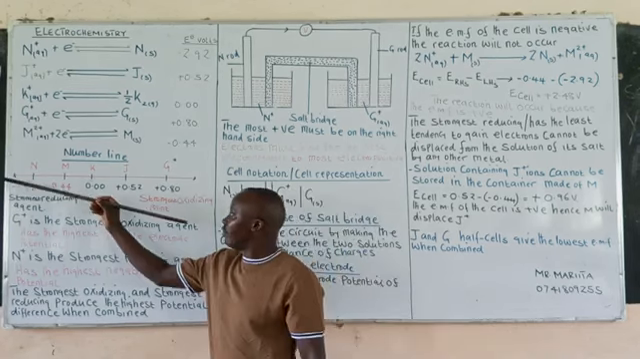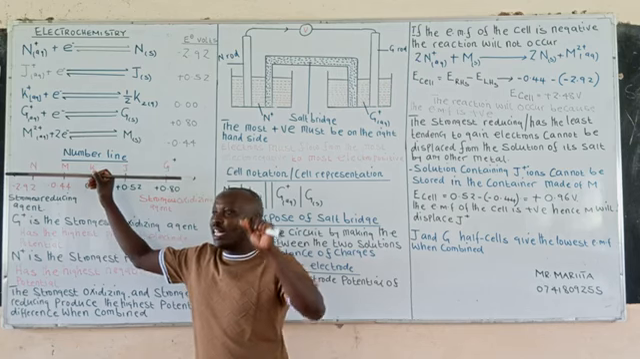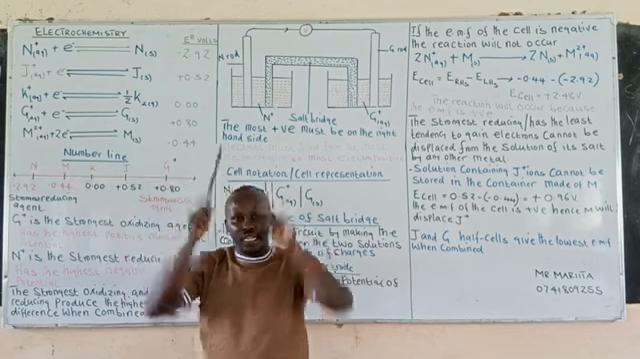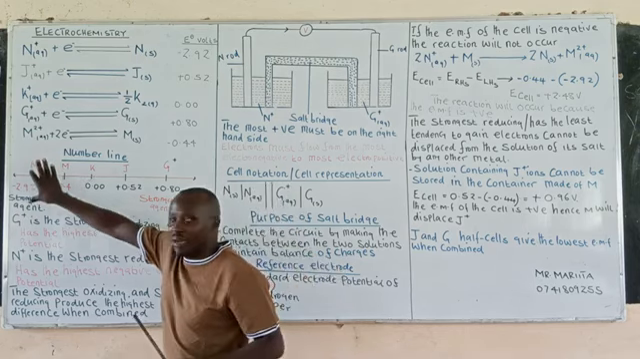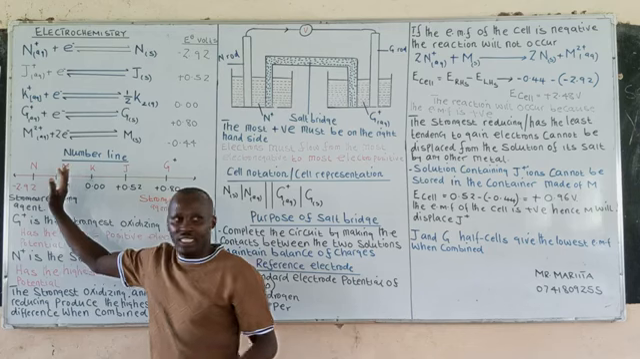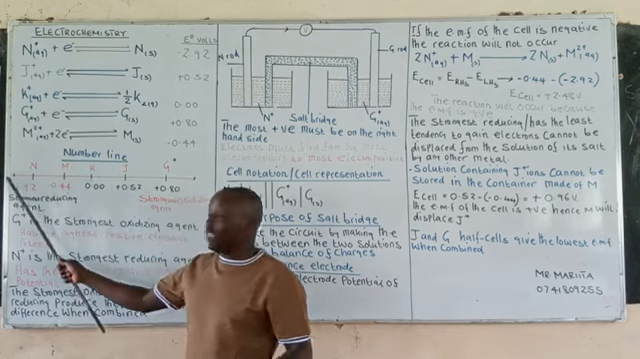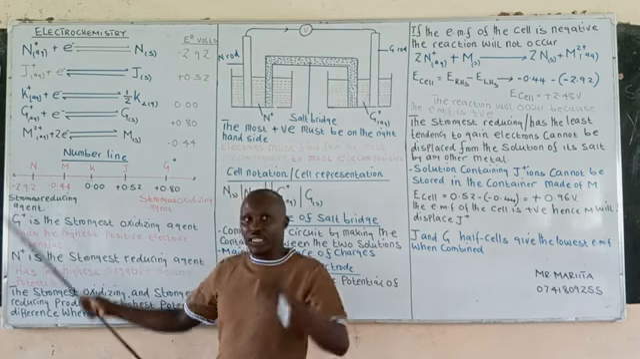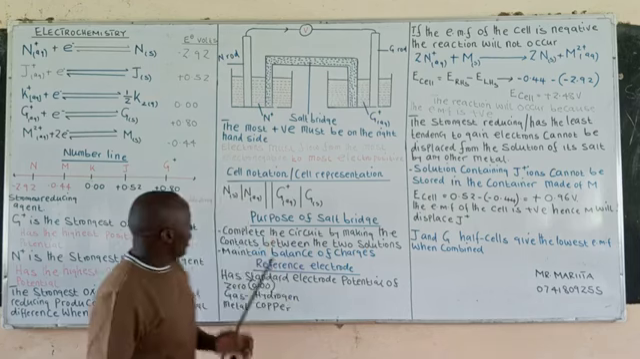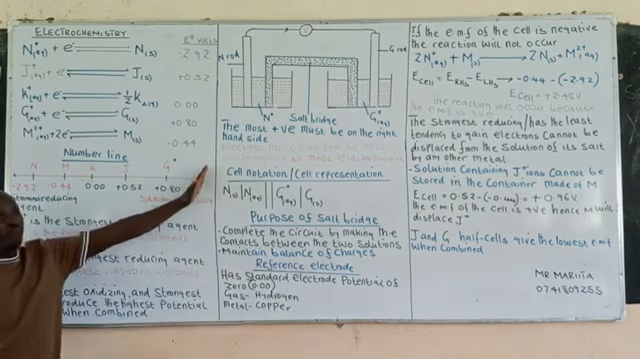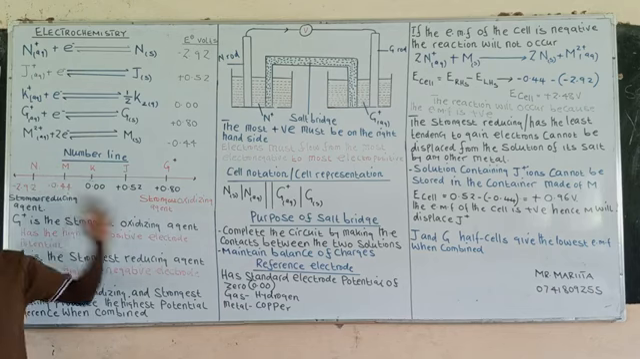The far end towards the negative will give the strongest reducing agent. Get this one well. When you are using this number line, the half cell at the far end towards the negative gives the strongest reducing agent. Then the far end to the positive will give the strongest oxidizing agent.